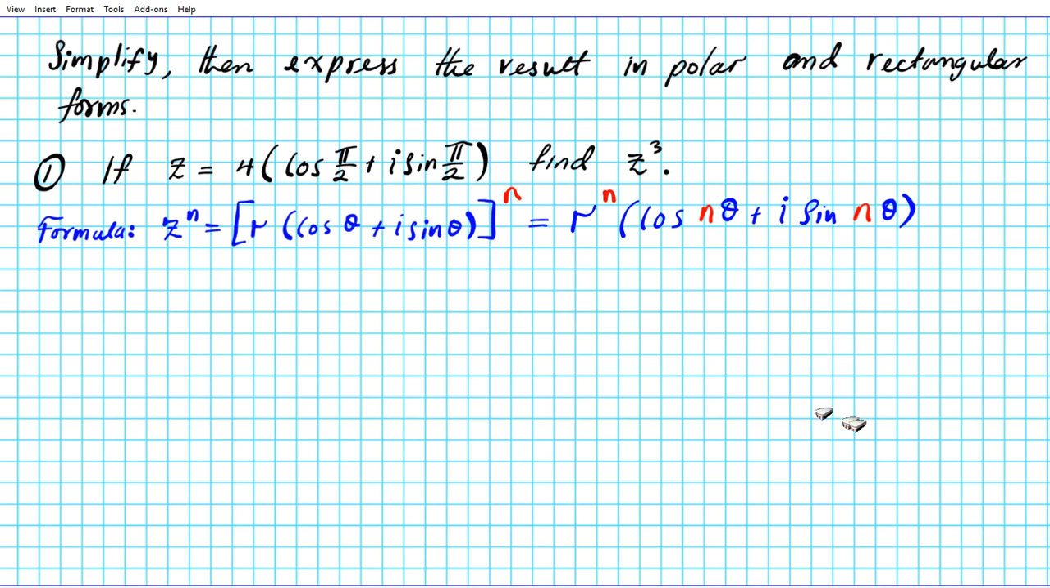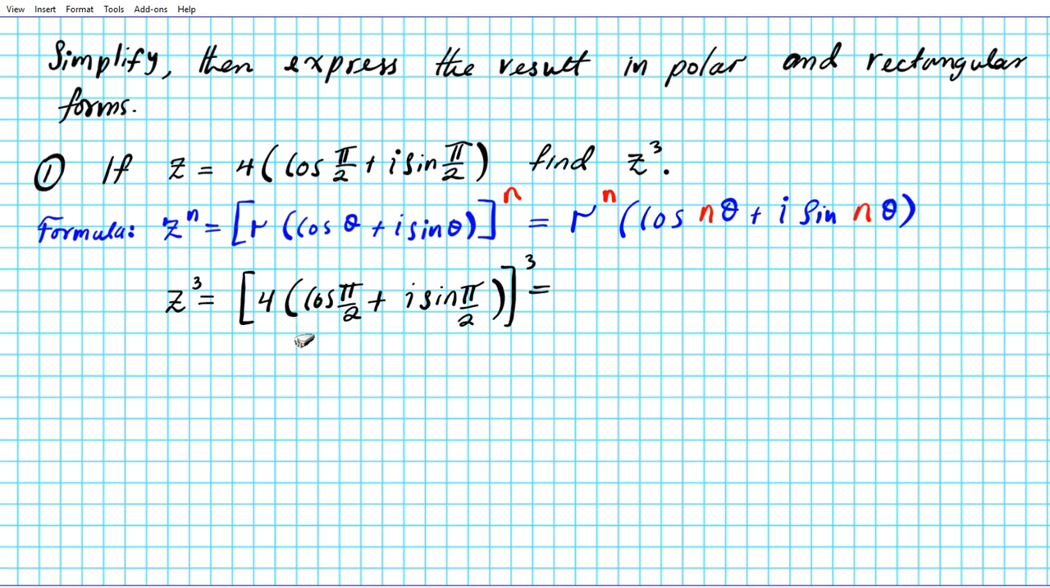Okay, let's go ahead and apply this example to this particular scenario that we are dealing with. Let's apply the formula to this example. So we have z to the third power. That's what we are asked to find. So what is z? Z is 4 cosine pi over 2 plus i sine pi over 2. What we're doing is we're raising this complex number in polar form to the third power. Okay, so let's go ahead and apply this formula here.